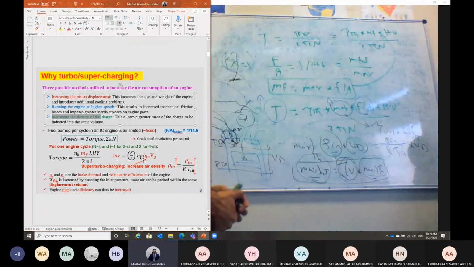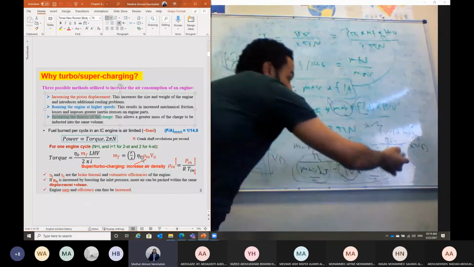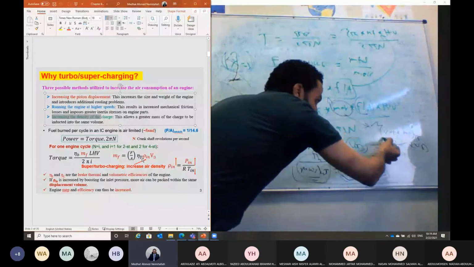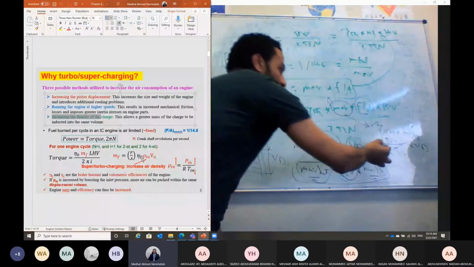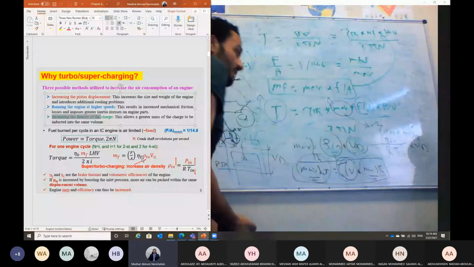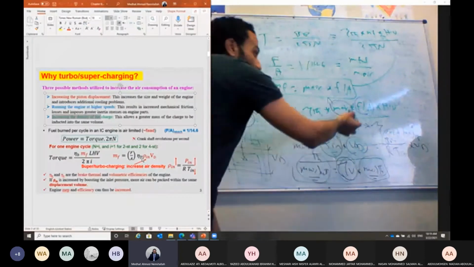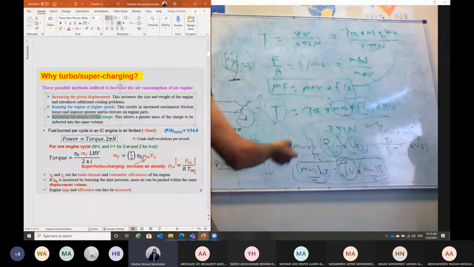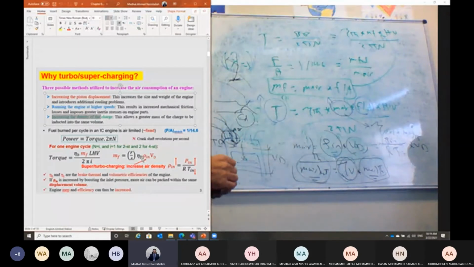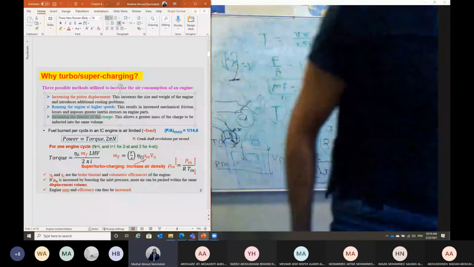And finally, what I want to say here, if we are able to increase the pressure of the intake air, that means we are able to increase the density of the air. Density of the air is increased, so the mass flow rate of air will be increased. Mass flow rate of air is increased here, that means the torque or the power output of the engine can be increased in this case. And this is the idea.